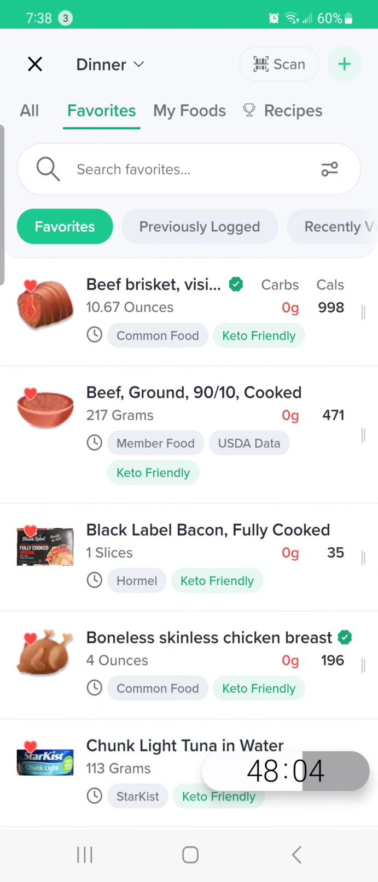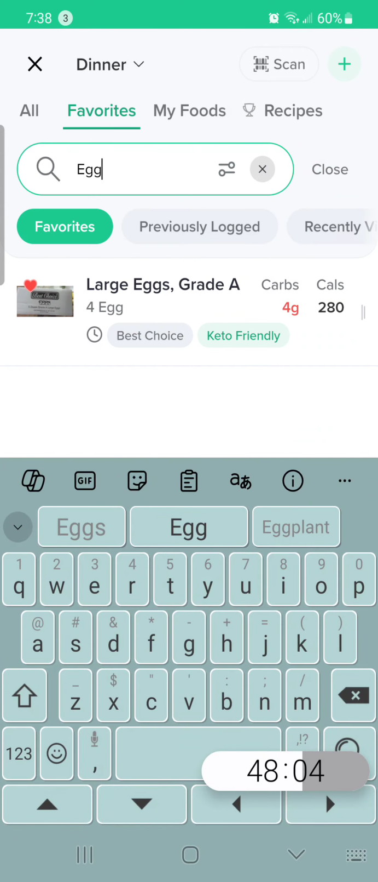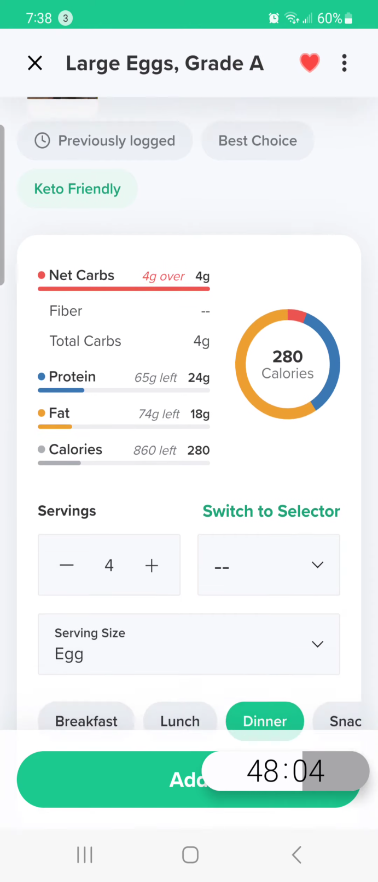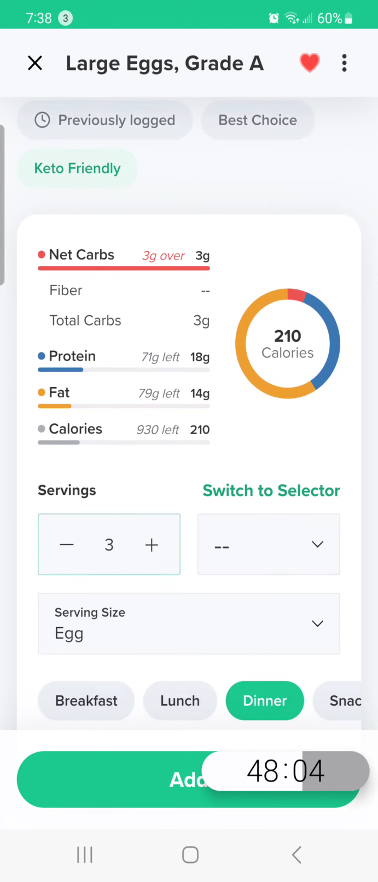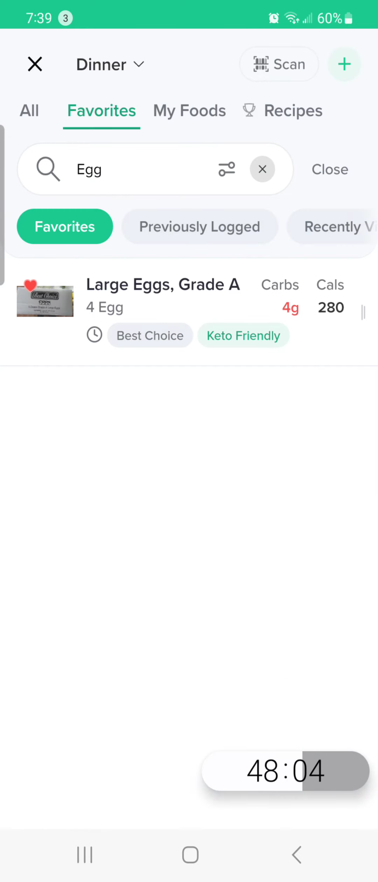Okay, I also had 4 eggs. This was meal 1. 4 eggs. There they are. It's already on all these numbers because I already did this. But down here in the servings, they're 70 calories a piece. 4 eggs. I'm going to add that food. That was meal 1. What just happened?